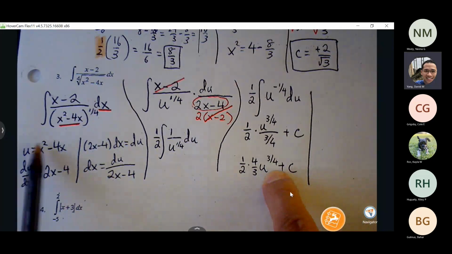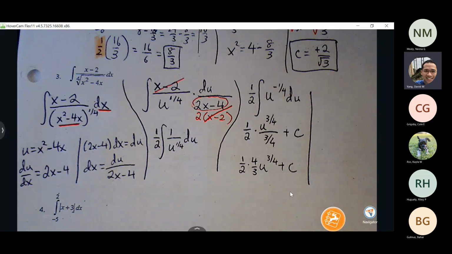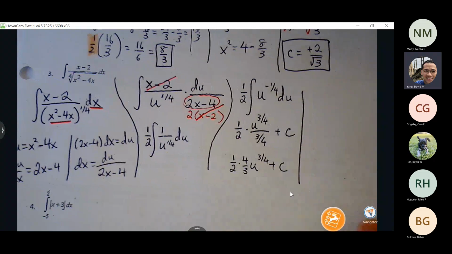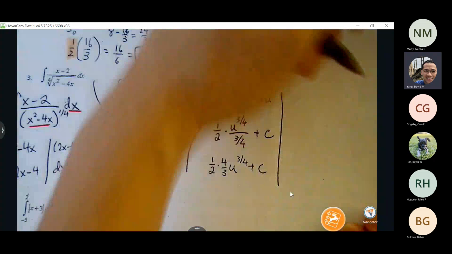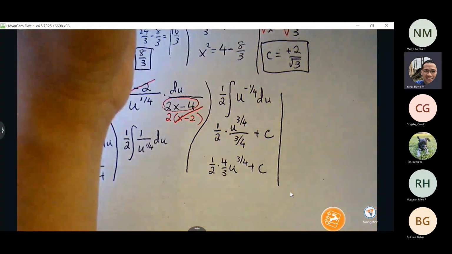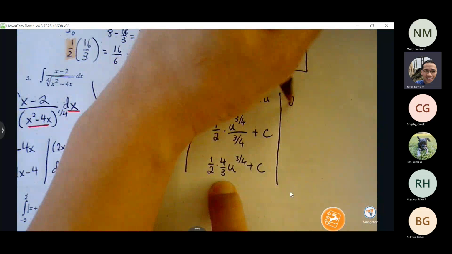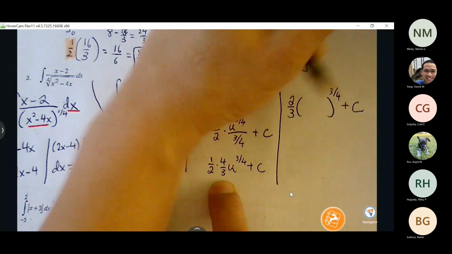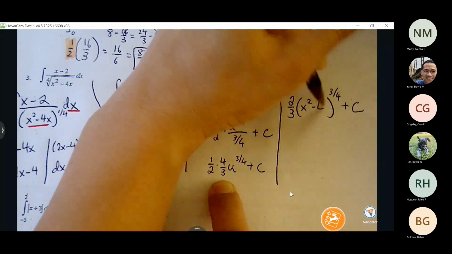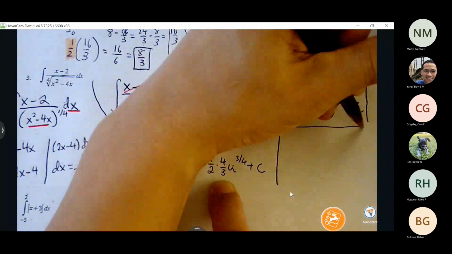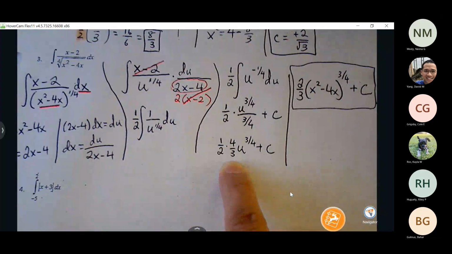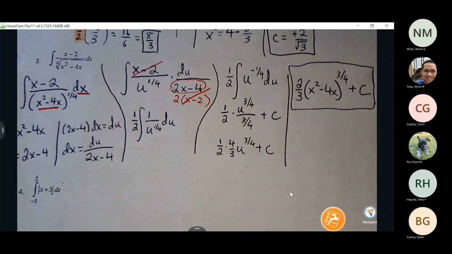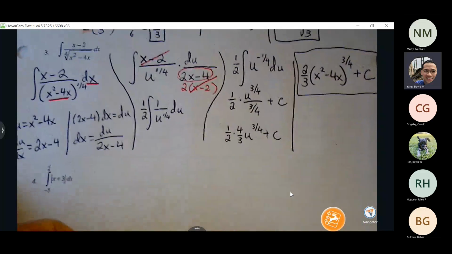Yeah, let's get this back in terms of x. So if you remind yourself that if you go through u substitution, your u is only a temporary variable. So at the very end, you want to bring back your original variable whenever you go through u substitution. Okay, so again, 4/6 is 2/3, and replace the u back in terms of x. All right, questions with 3?